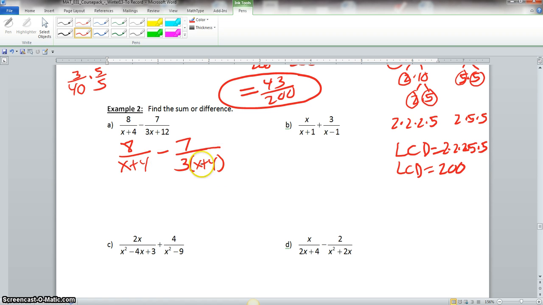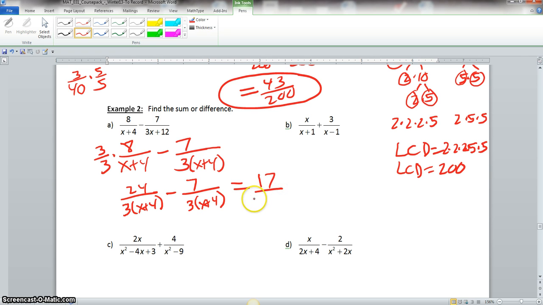Now look here. In our denominators, we have everything the same except for this 3 is multiplied by this parenthesis. So what we could do is this here. We could multiply this numerator and denominator by 3, and then our denominators will look alike. So we would have 24 over 3 times x plus 4 minus 7 over 3 times x plus 4. Now 24 minus 7 we know is 17, and that'll be all over 3 times x plus 4. And that's it.